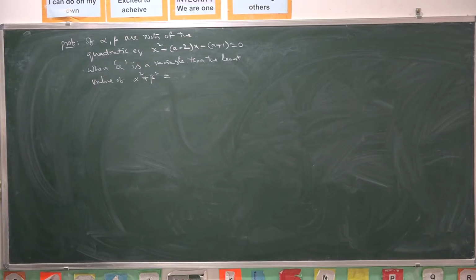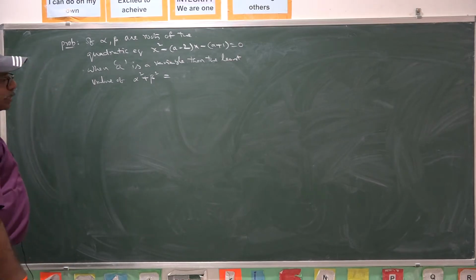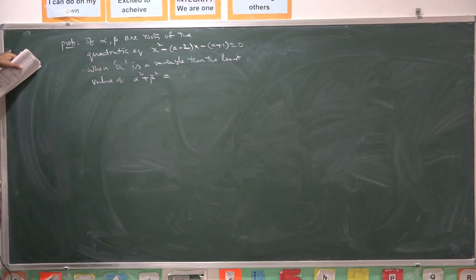If alpha, beta are the roots of the quadratic equation x square minus (a minus 2) x minus (a plus 1) equal to 0, when a is a variable, then the least value of alpha square plus beta square.